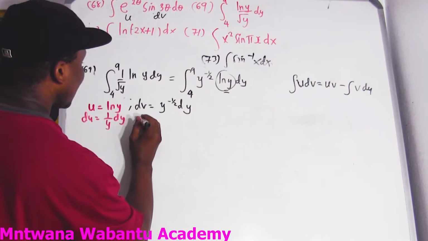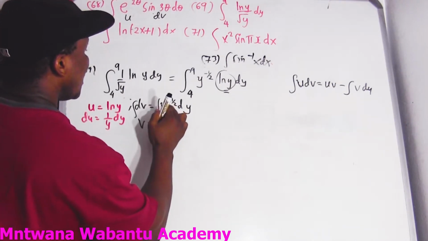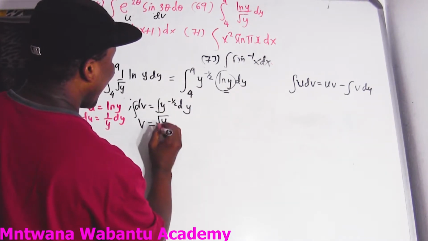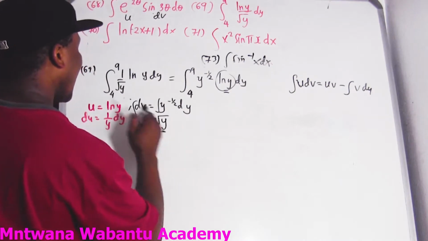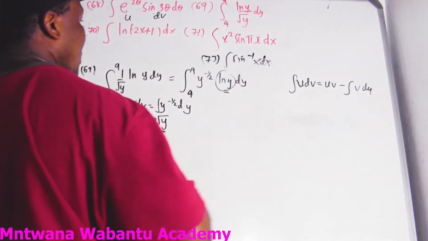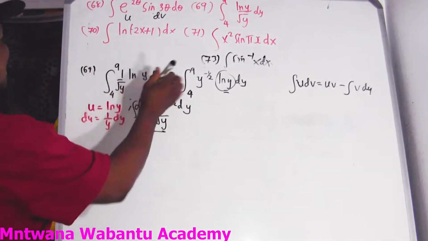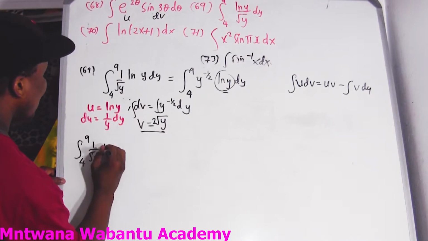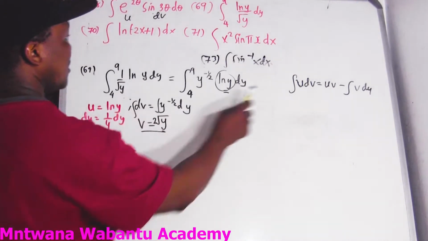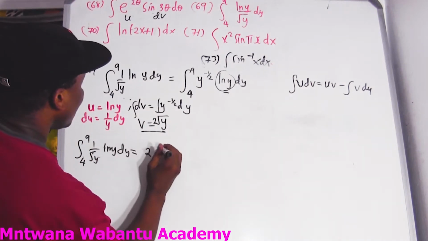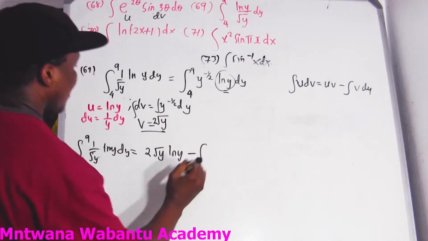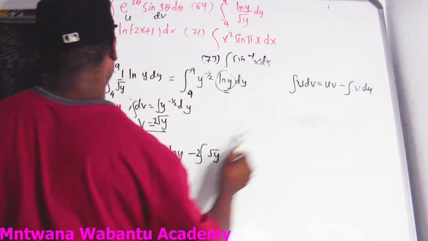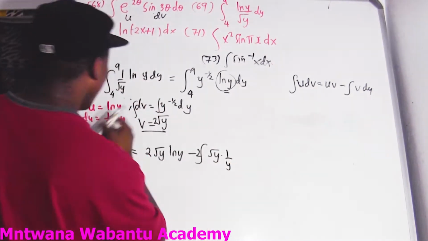Now integrate this side. You just add 1 to the power, so it's going to be y to the positive a half, which is the square root of y, and then divided by a half, which is 2, comes there. That's all. So we have u and v. Now we substitute. The integral from 4 to 9 of 1 over square root of y times ln of y dy equals uv, which is 2 square root of y ln of y, minus the integral of v du, which is 2 square root of y times 1 over y dy.